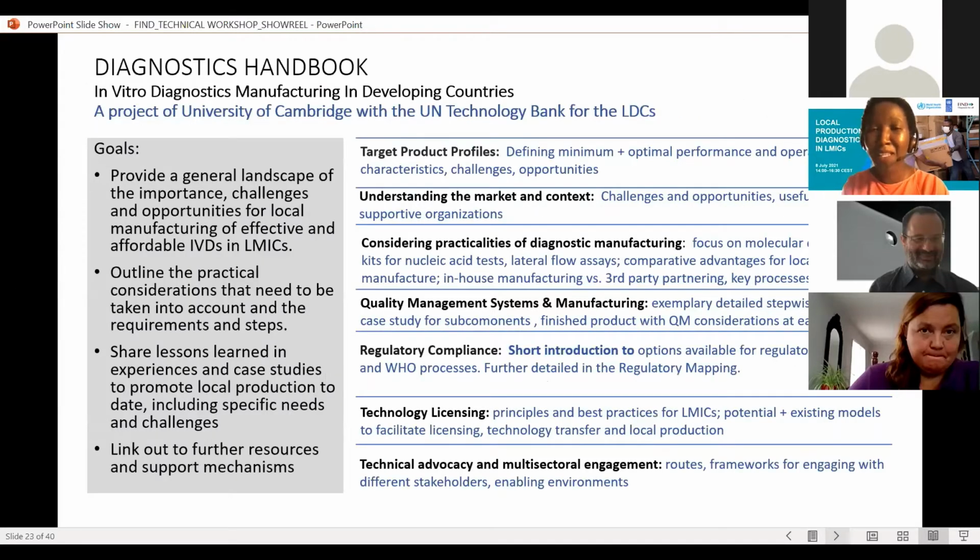The Diagnostics Handbook, the work in progress that it is, has 4 major goals. And the first is to provide the general landscape of the importance of undertaking local manufacturing and LMICs, the challenges and the opportunities that exist at present, and how those might be addressed in collaboration with policymakers and other stakeholders.